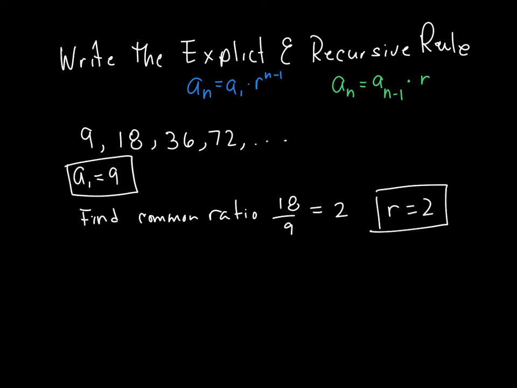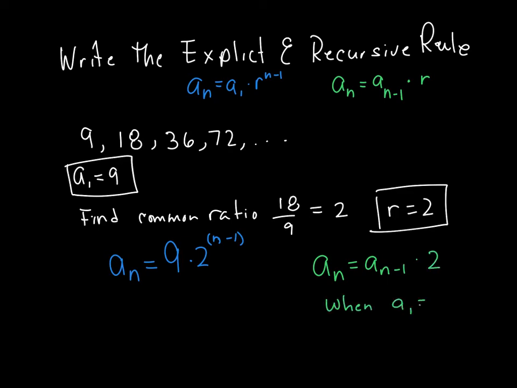my pieces. So I know that the explicit is going to be a_n is equal to 9 times 2 raised to the n minus 1 power. And then the recursive rule is a_n is equal to a_(n-1) times 2 when a_1 is equal to 9. You could also write this as a_n is equal to 2 times a_(n-1).